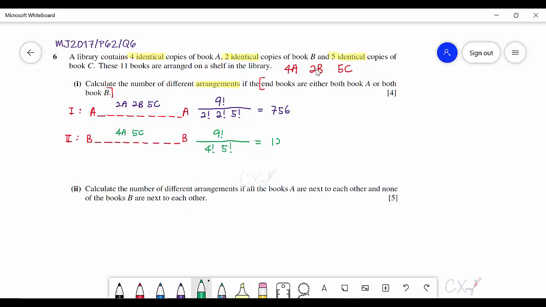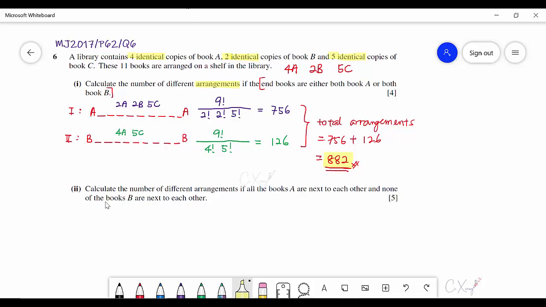Okay, so for this, I'm having 126 for case number 2. So to get the total arrangement, it will be the sum of these two cases. The total arrangements will be equal to 756 plus 126. Therefore, I should get the answer, which is 882. Okay, so this is how we solve part number 1 for this.